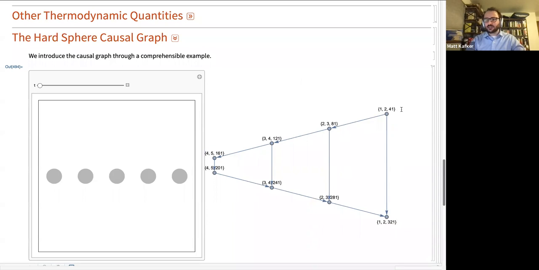And each node is labeled by a triple. The third element of the triple is probably the easiest to understand. This is just the time step at which the collision occurs. So each node is a collision, and the third data point is the time at which that collision occurred. And then the first two data points are the particles involved in the collision.